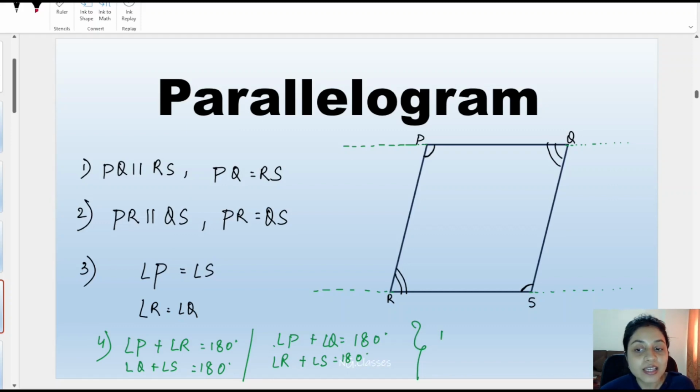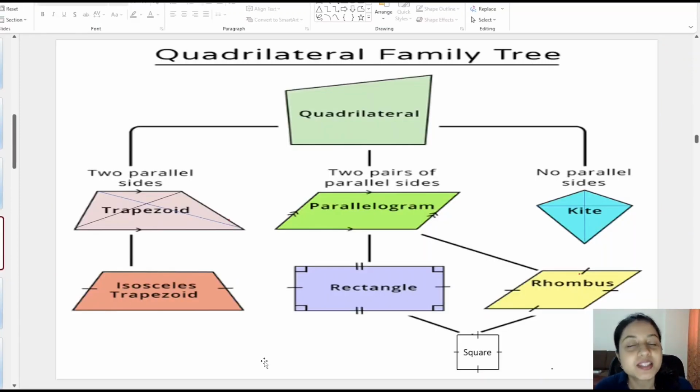All are interior angles on the same side of the transversal. So here we can say the sum of adjacent angles is equal to 180 degrees, or adjacent angles are supplementary with each other. And now let's get back to our quadrilaterals family tree.